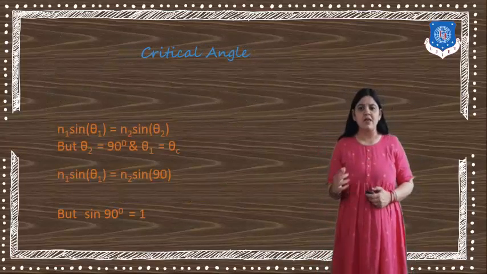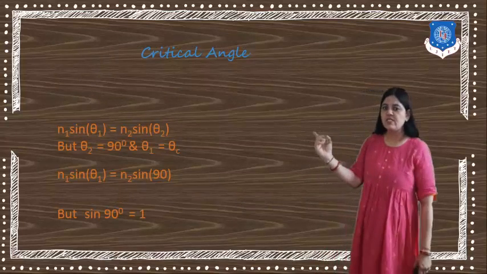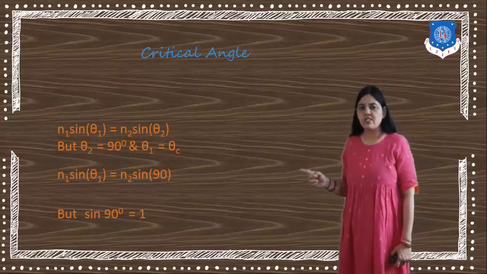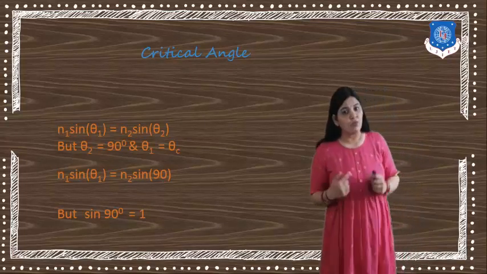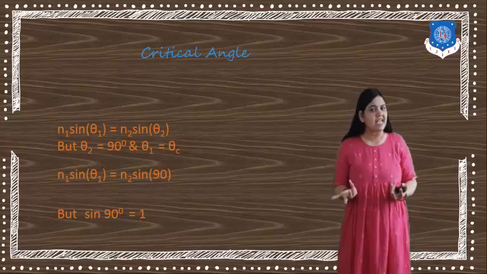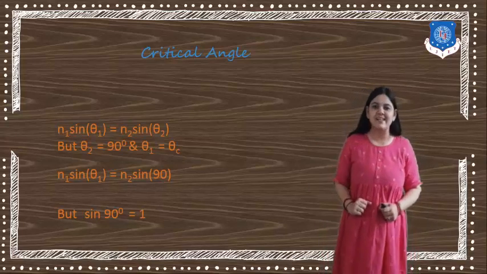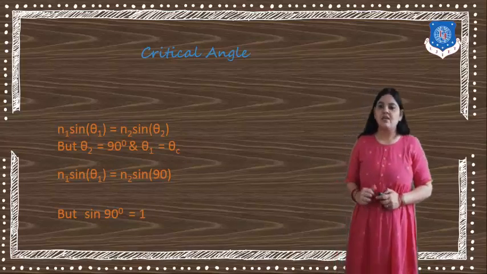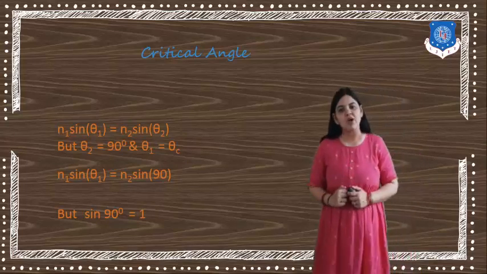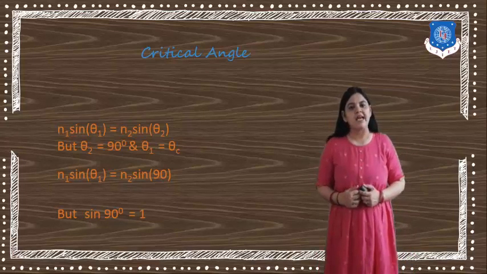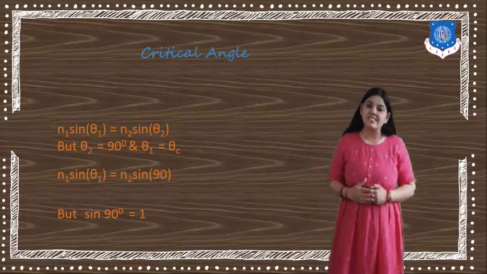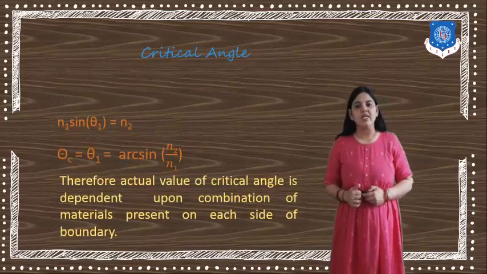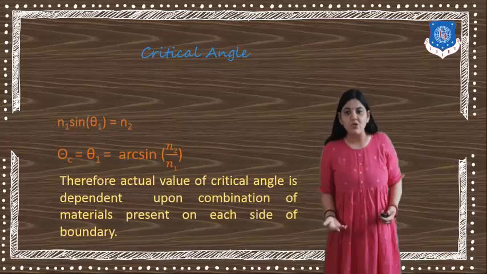So now that gives us this. It's n1 sin theta 1 is equal to n2 sin theta 2, where theta 2 is 90 degrees. At that time, what could be the incidence angle? That becomes the critical angle. So theta 1 is equal to theta c. So it is n1 sin theta 1 is equal to n2 sin 90. But sin 90 is 1, so we can put this value over here and find it out.